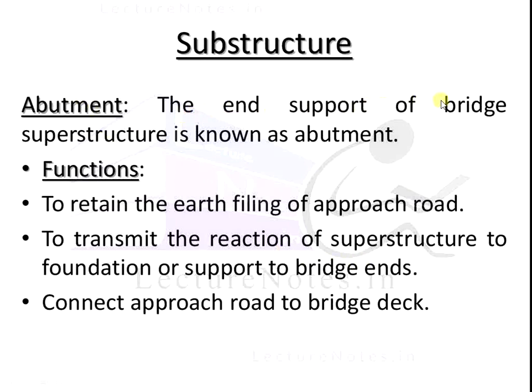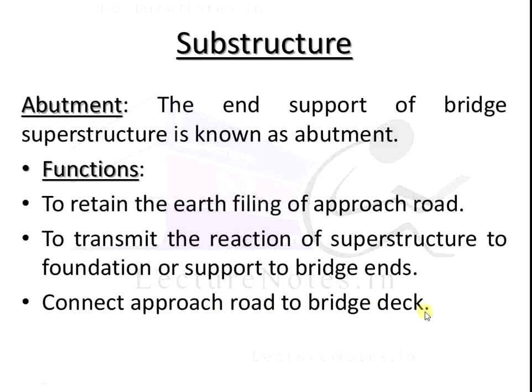The end support of the bridge superstructure is known as the abutment. Then what is the function of the abutment? To retain the earth filling of the approach road, to transmit the reaction of the superstructure to the foundation or support to the bridge ends, and to connect the approach road to the bridge deck.